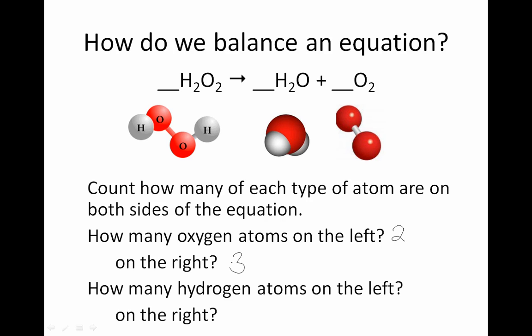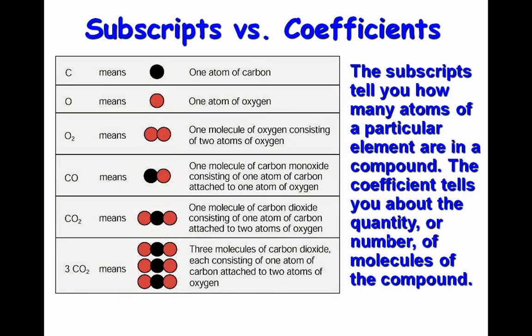How many hydrogen atoms are on the left? 2. How many hydrogens are on the right? 2. So is this equation balanced? No. Why not? Because we've got 2 oxygen atoms on the left and 3 on the right. So balancing an equation is simply figuring out how to make it so everything balances. You have the same number and type. That's the quantitative portion of our equation. Need to be on the left and on the right.